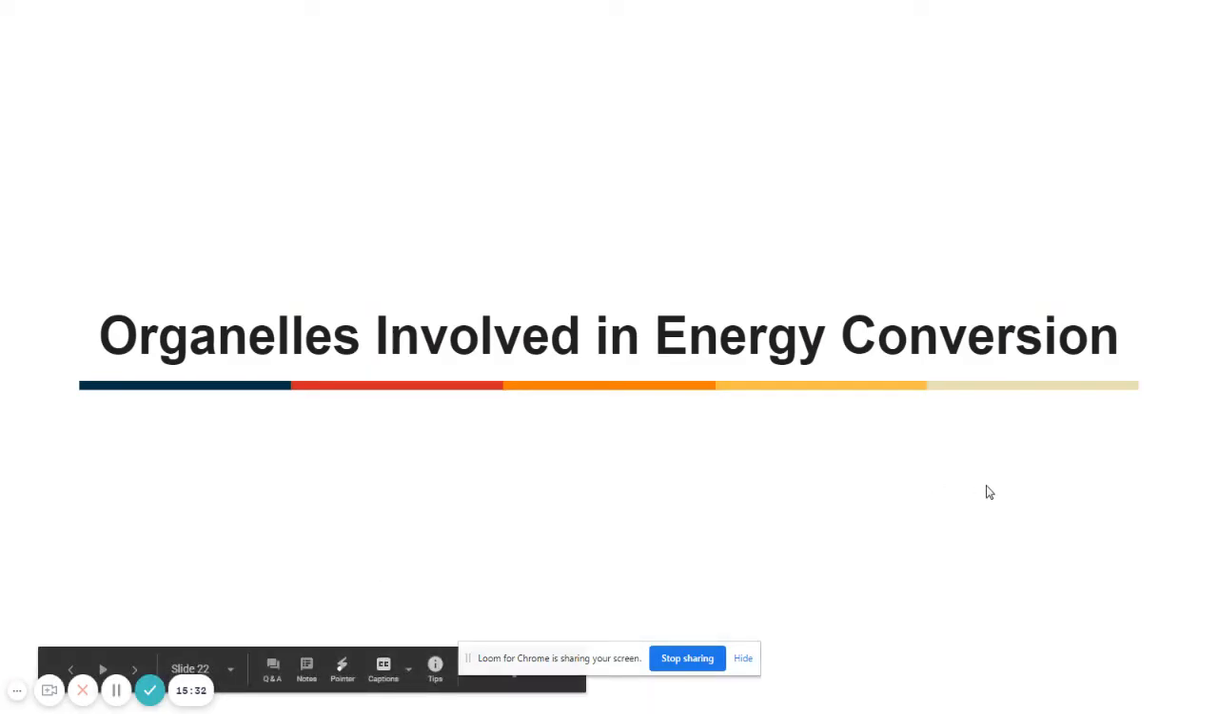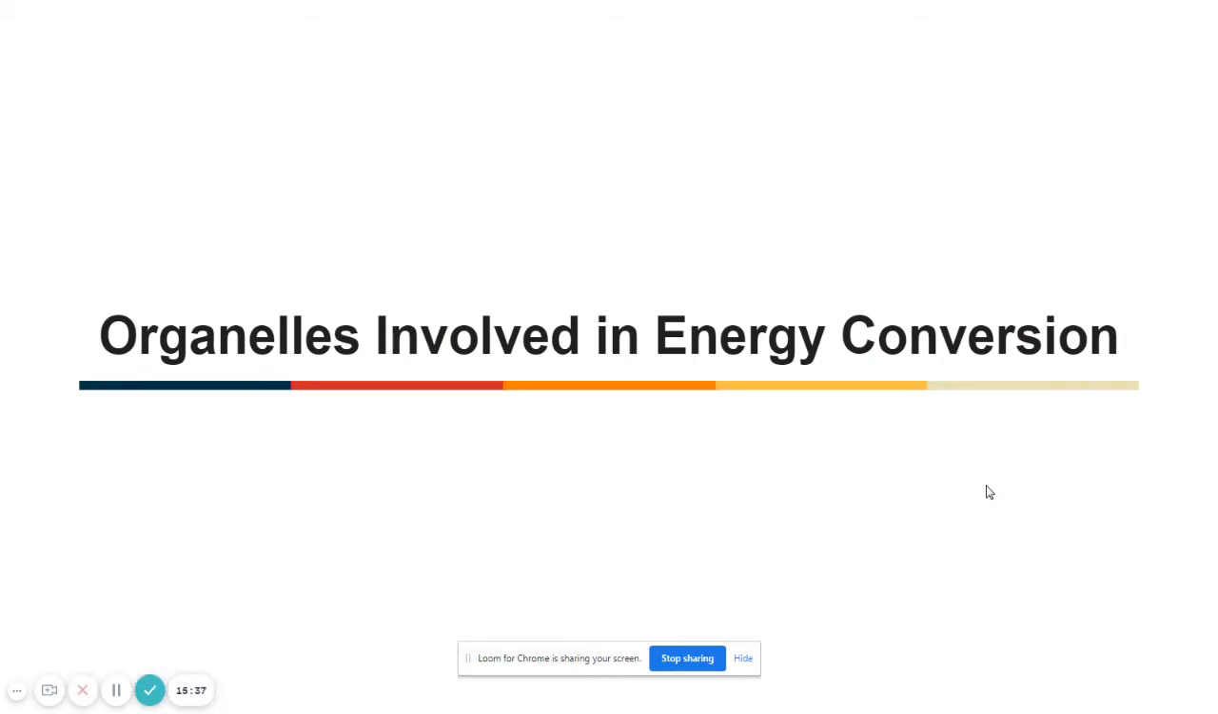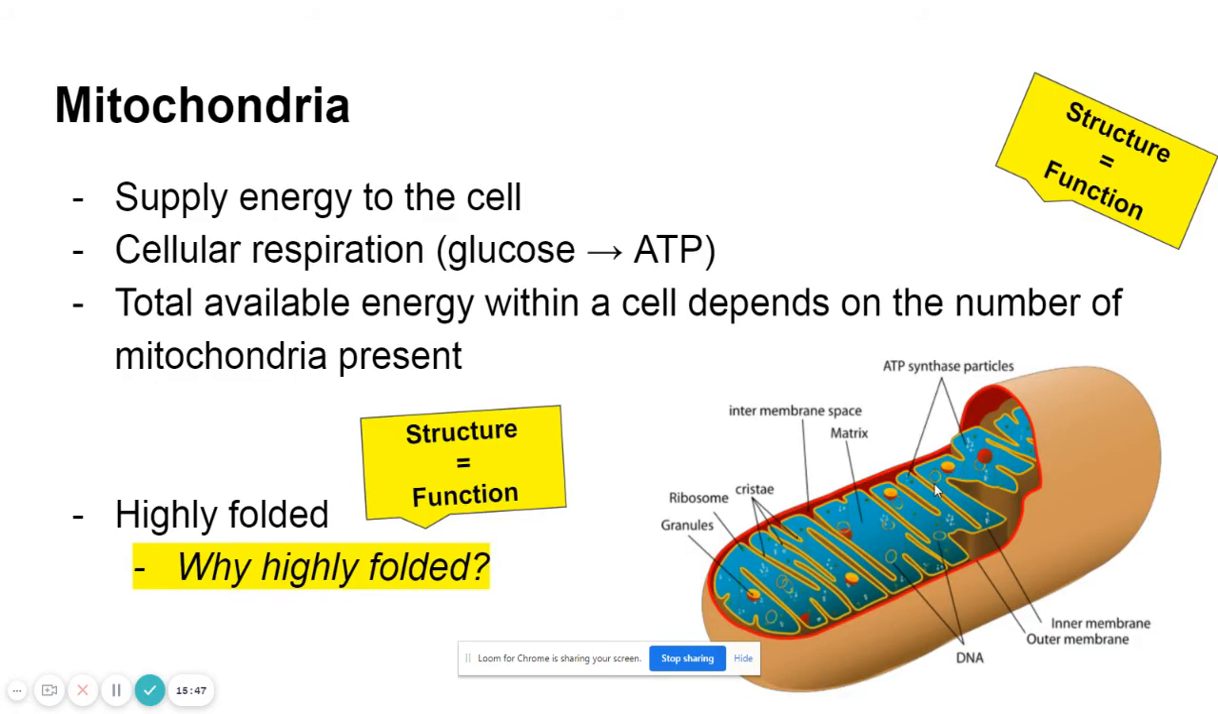The next set of organelles that we're going to be covering today are organelles that are involved in energy conversion, or in other words, all of these organelles that I'm going to be discussing next are involved in making energy for the cell. The first organelle is the mitochondria, and its main job is to supply energy to the cell through a process known as cellular respiration. During cellular respiration, sugar is converted to a form of energy known as ATP.